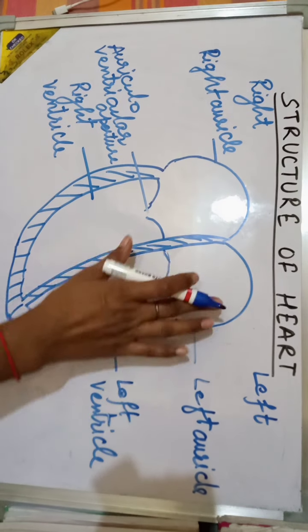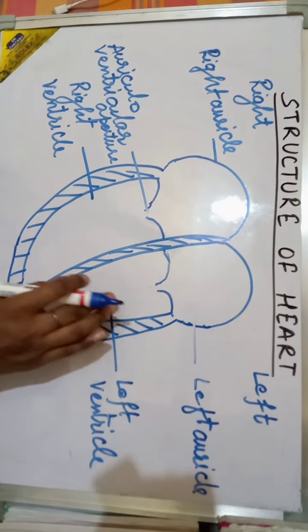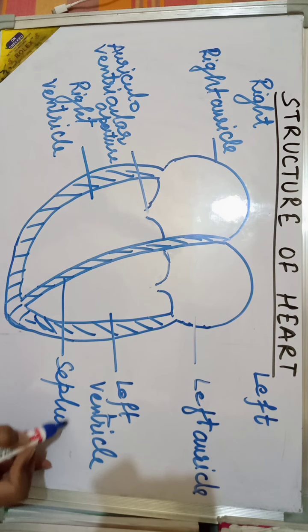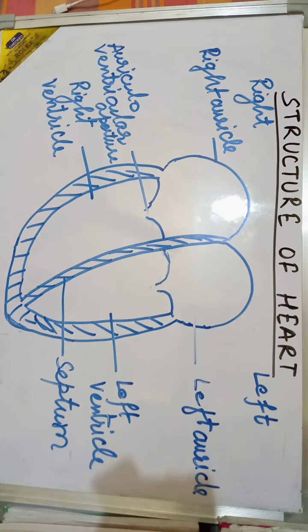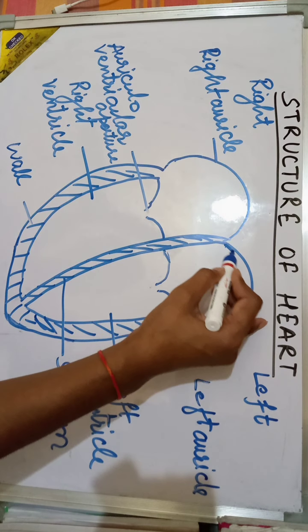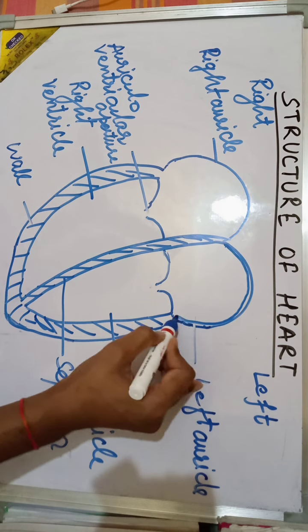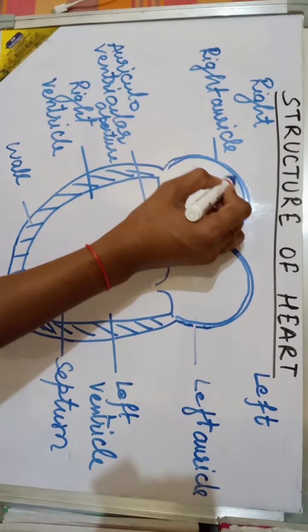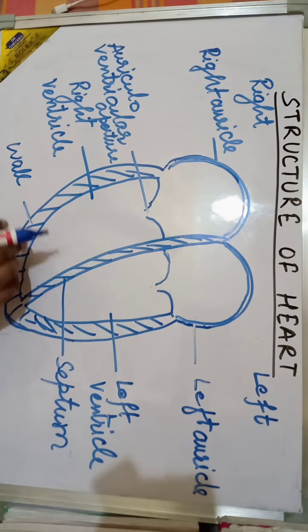And now we will see, this is all about the chambers, the septum. This is septum, which is a wall made up of muscles and membrane. This is also the wall of ventricle, which is very thick, and the wall of auricle is very thin. It is not that much thicker.